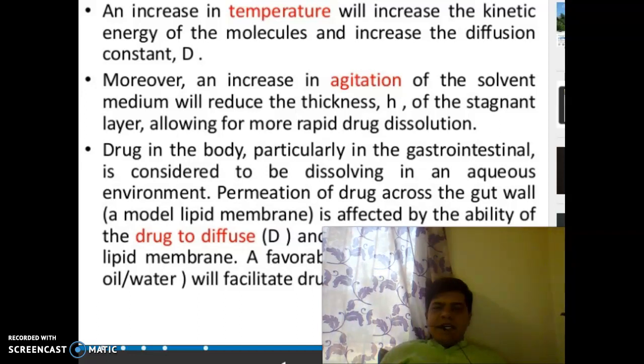So the favorable partition coefficient, that is K, oil in water. Here the partition coefficient will change as we take oil, then it is different, and water, it is different. So in the water we will get a better partition coefficient value, but that is less in the oil, so that will facilitate the drug absorption. Okay, so all these parameters like temperature and agitation affect the dissolution rate, that is dC/dt. How it affects, we have also discussed: the drug will take more time to diffuse, and the partition coefficient will change as the liquid changes, oil or water.